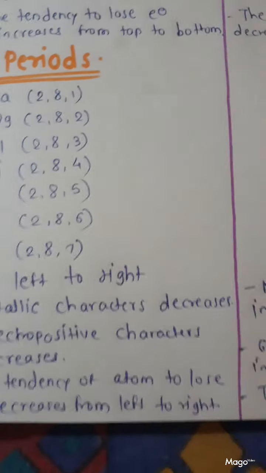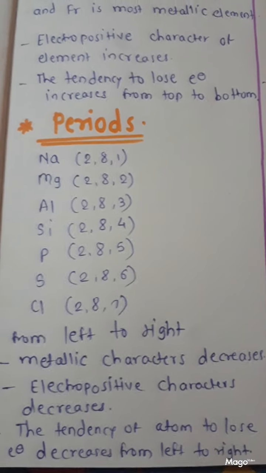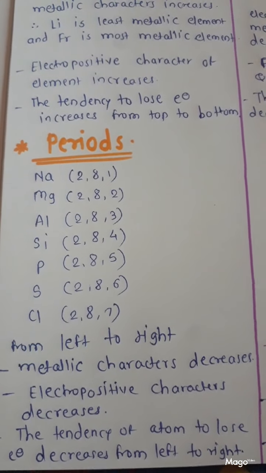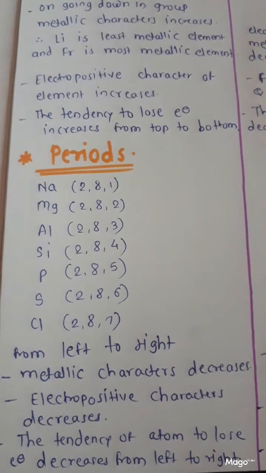That's why metallic character also decreases, electropositive character decreases, and the tendency of an atom to lose electrons decreases from left to right. Why?